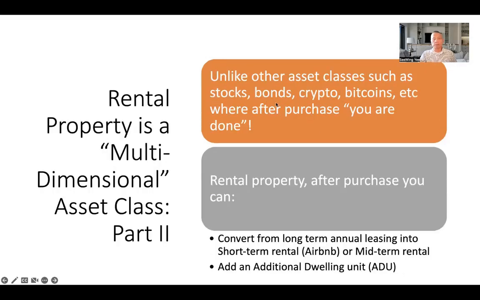You don't get the leverage, you don't get the multi-dimensional aspects of benefits when you buy stocks or bonds, crypto, Bitcoin, whatever. You're done. You can't really, quote unquote, negotiate to do other things. But with an income property, you can do a lot of different things.